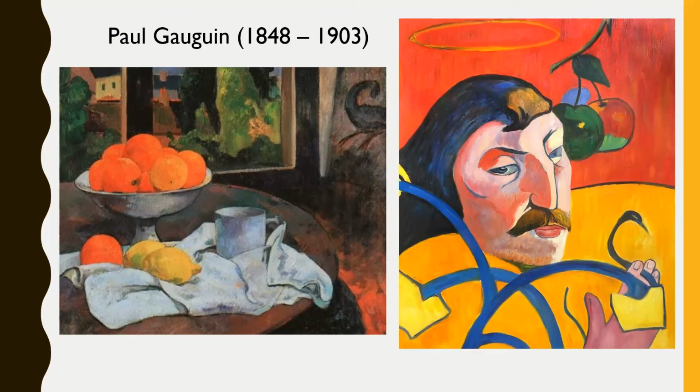Here we have the post-impressionist Paul Gauguin. He used colour in entirely new ways. He might paint a yellow sky or orange grass or red mountains. His paintings make you feel different because his colours are just so surprising.